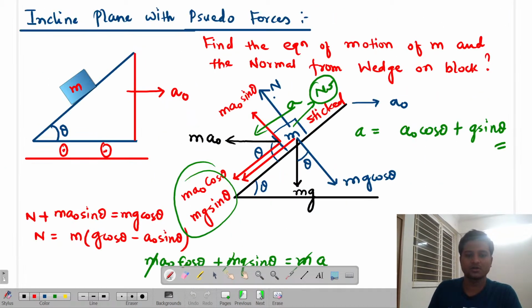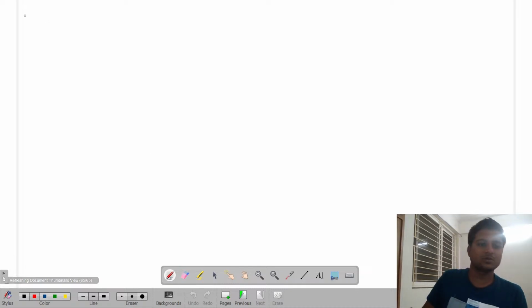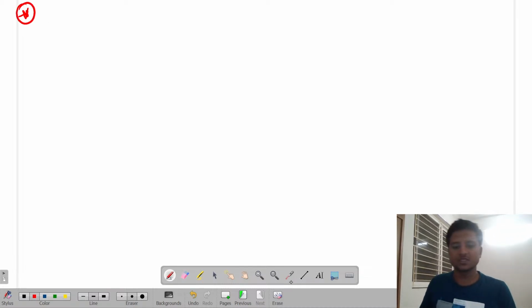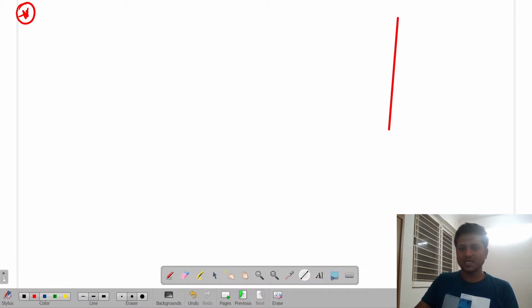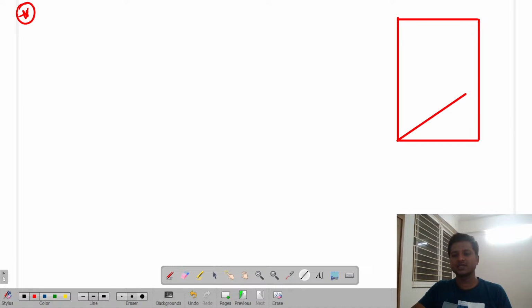Are you able to get me or not? Yes. So let us do one more numerical based upon this, the last numerical of the series of the normals. Let's suppose there is a lift, and in the lift there is an inclined plane of angle theta. I place a block of mass m over here.